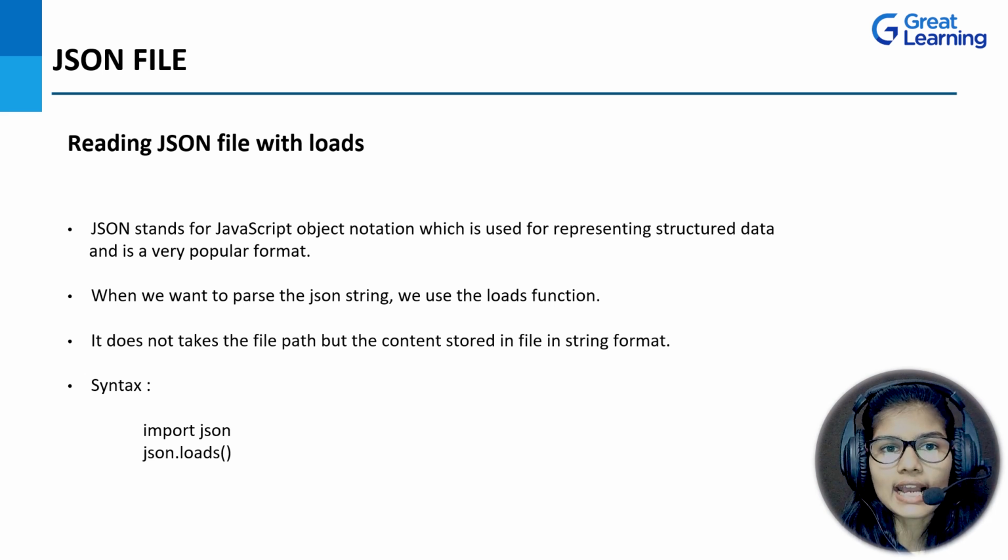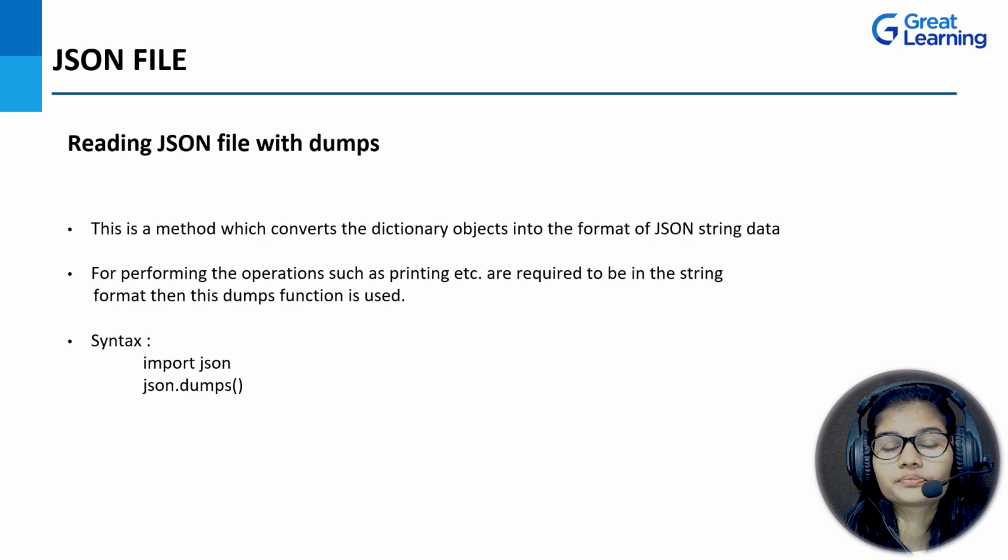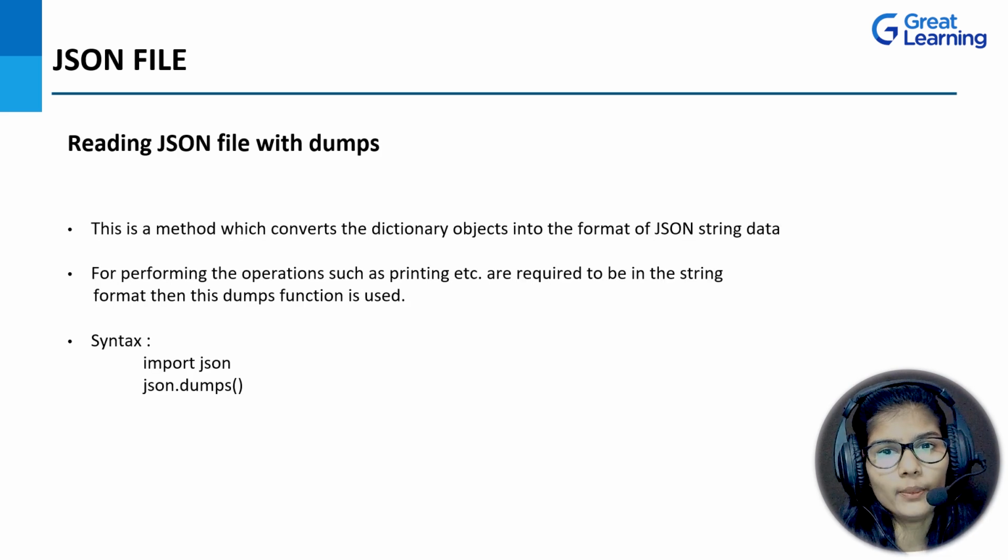Now let's go ahead and check the another function which we have in the JSON. The another function which we have here is dumps. So what is this particular function used for? This is one of the methods that converts a dictionary object into the form of JSON string data.